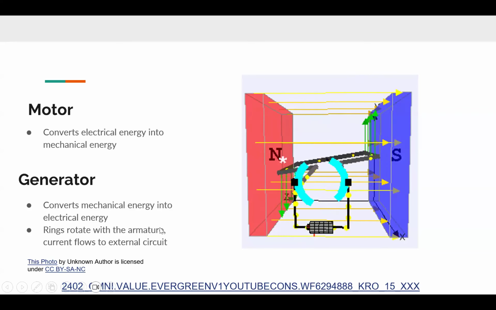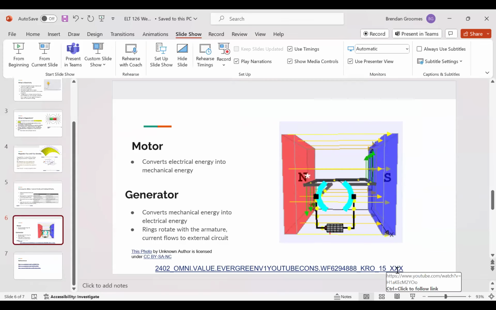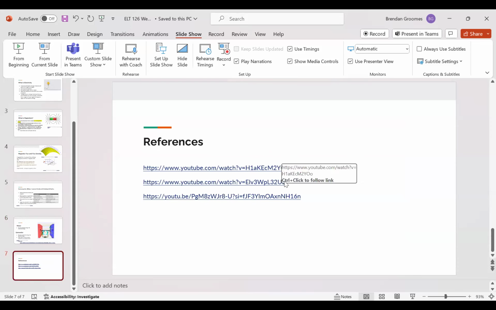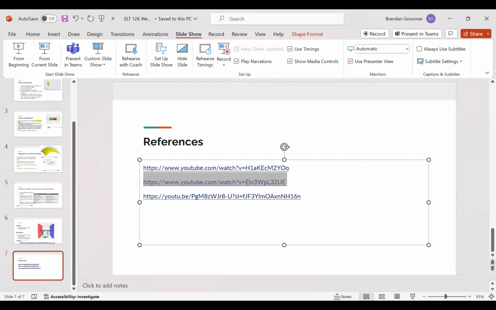And there's another video that I wanted to play. I think it's this one that shows the difference between how a generator works and how a motor works. But again, it's the same concept. It's just one's converting from electrical to mechanical and one's converting from mechanical to electrical. Let me see what video it is. Might be this one.